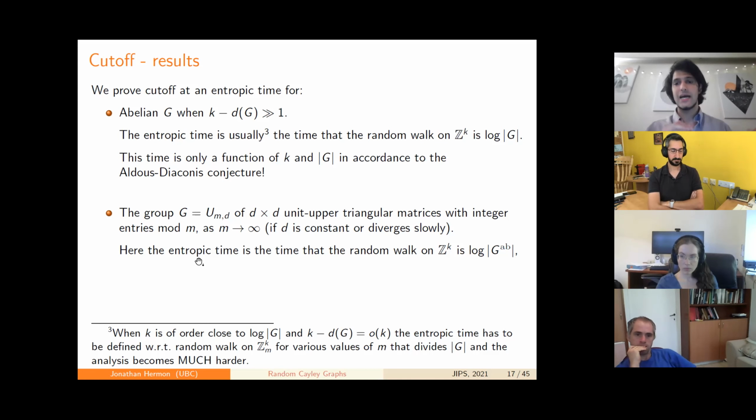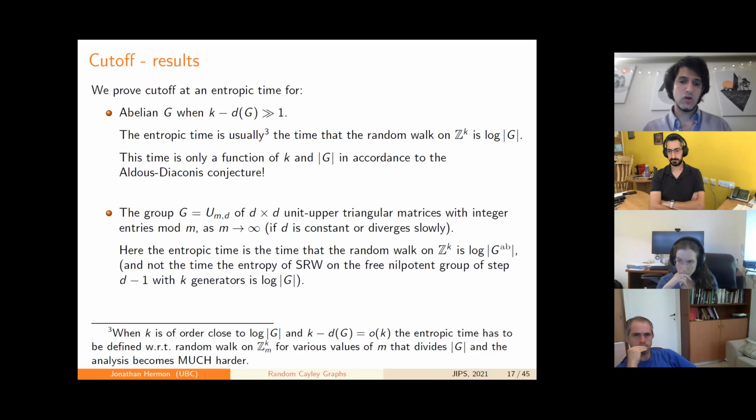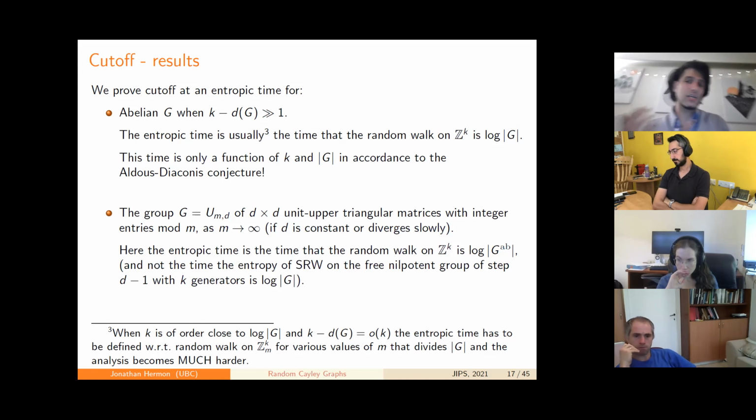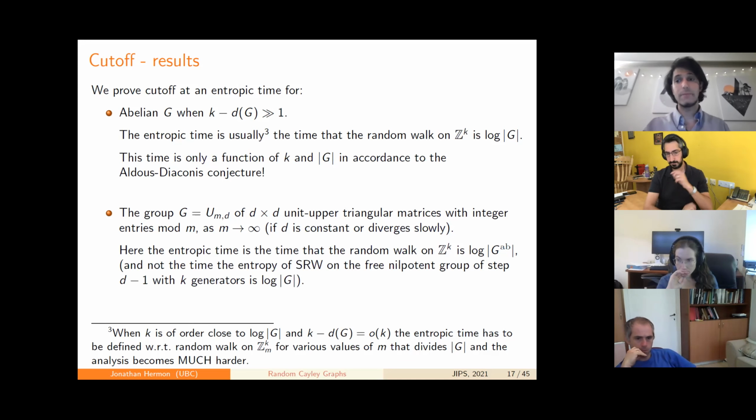But here the entropic time is defined in terms of log of the abelianization. Okay, so I have two comments about this. You could have guessed that the right generalization from the abelian case is to generalize Z^k to the corresponding thing. Z^k is the free abelian group with k generators. So the corresponding thing should be the free nilpotent group of step d minus 1 with k generators.